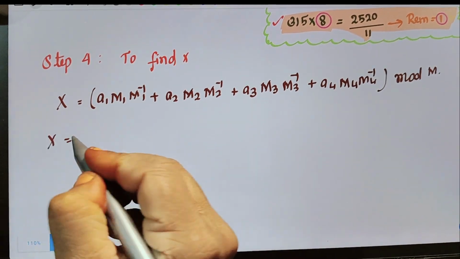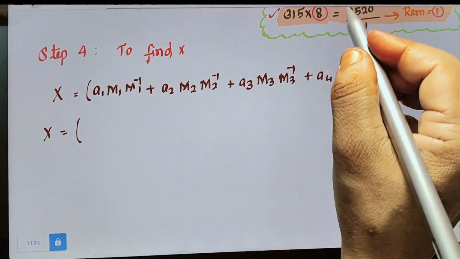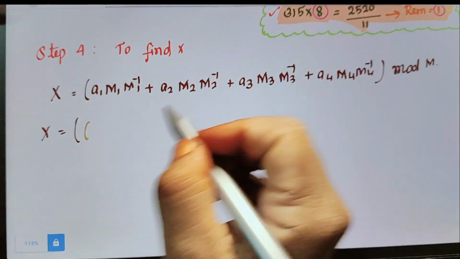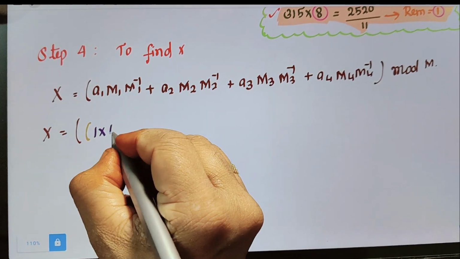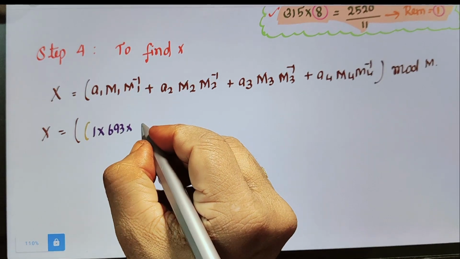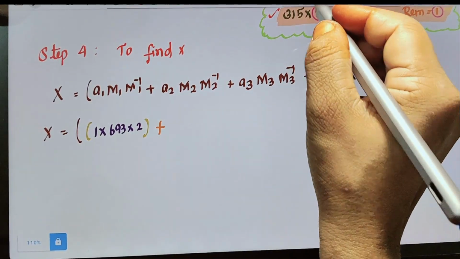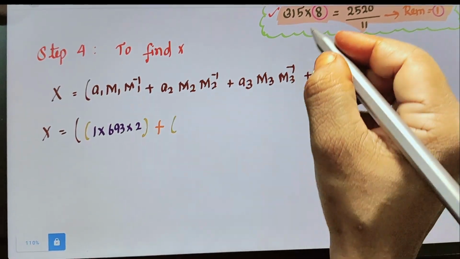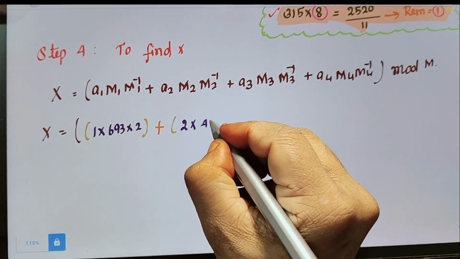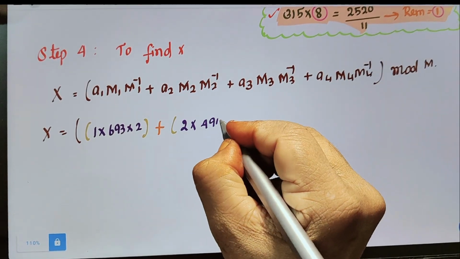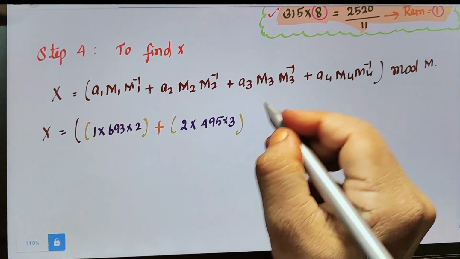Then substitute the respective values. Here A1 value is 1, right? Write 1 by 1. Here the first one, A1 is 1 and M1 value is 693 into M1 inverse value 2. Then close the bracket. Then plus. Then open the bracket for the second term. Here A2 value is 2. So 2 into M2 value 495, 495, right? 495 into M2 inverse value 3. Then close the bracket. Then the third term.